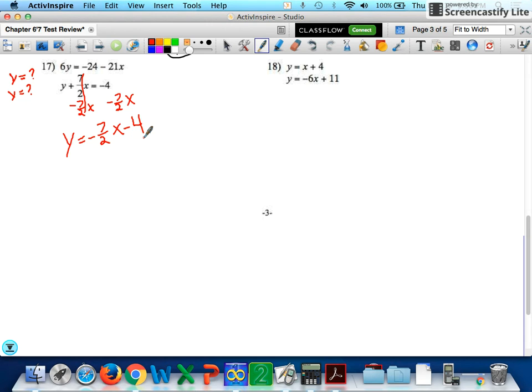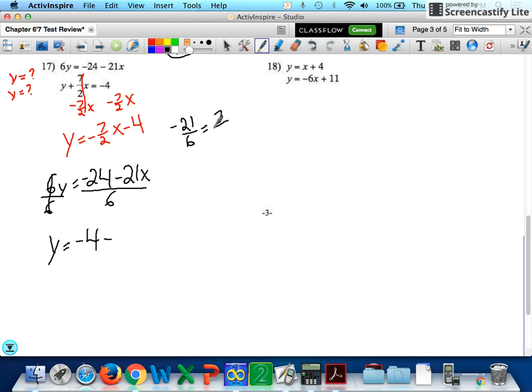I can graph that if I want. But I also know I need to do that with the second equation. My second equation was 6y equals negative 24 minus 21x. And the only thing to do to get y by itself here is divide by 6 and divide by 6. Those are going to cancel. I get y equals, this goes in evenly to be a negative 4. And right here, it doesn't go in evenly. It's going to simplify. It would be negative 21 over 6, and I know that 3 goes into both of them, so it's going to be negative 7/2. Okay? So minus 7/2 x.